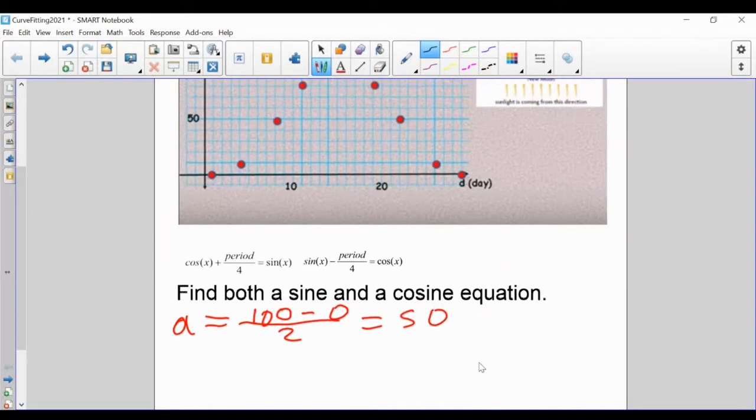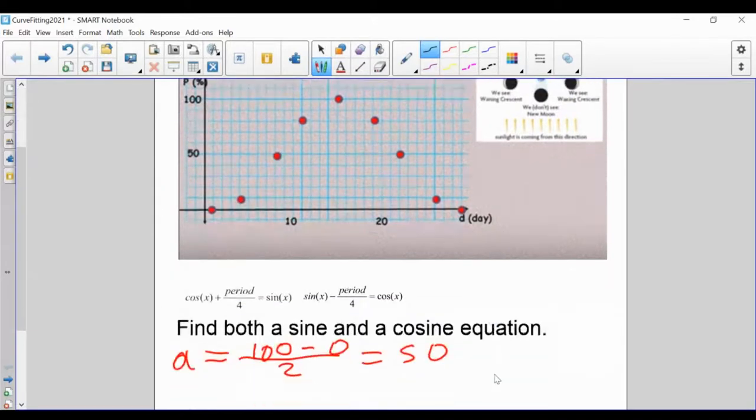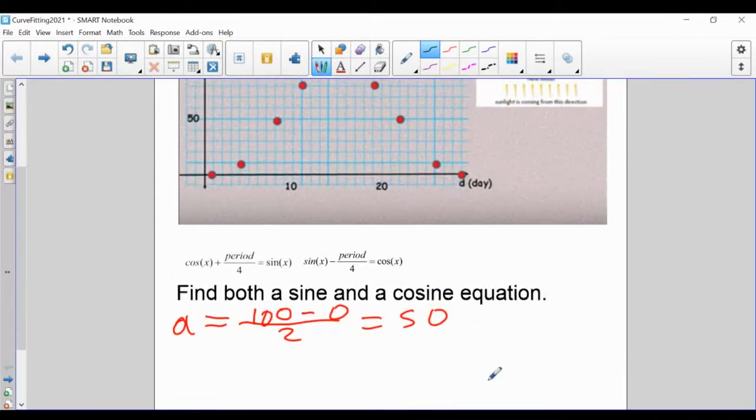Okay? How about the last value? Now remember that the last value is the vertical displacement. So that's your center line. I don't have the general format for the equation here, but we'll call it the C value. For no particular reason, we call it the C value. How do we get the vertical translation, the center line of the function?